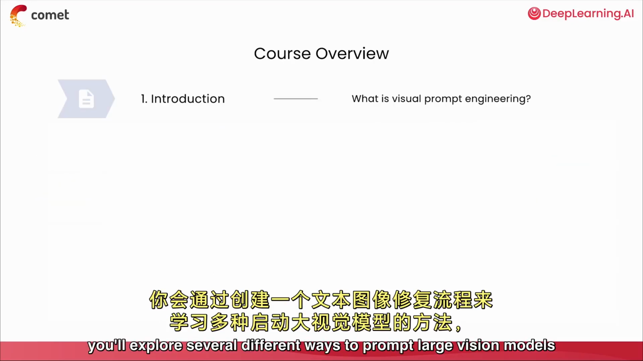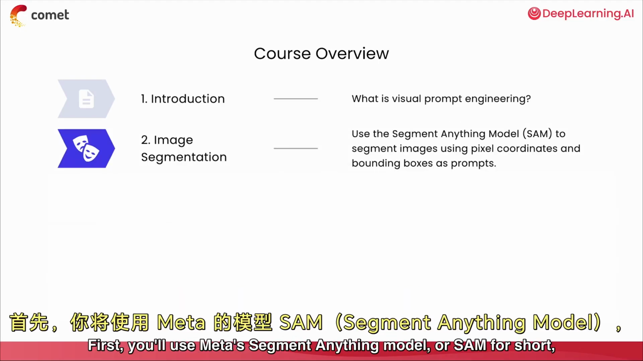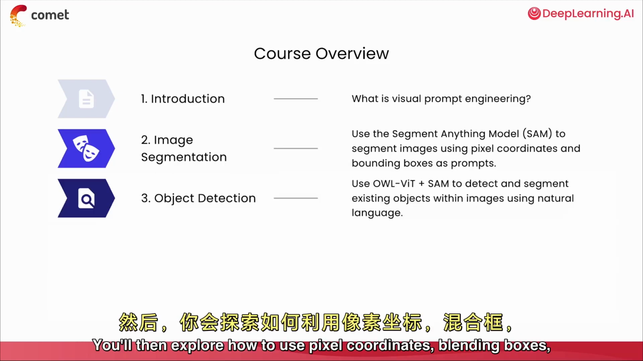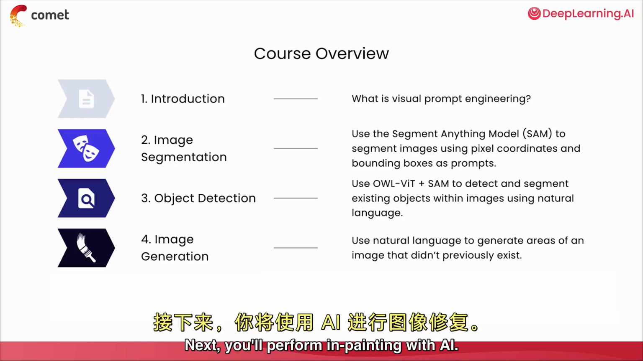In this course, you'll explore several different ways to prompt large vision models by creating a text-to-image in-painting pipeline that you'll track in Comet. First, you'll use Meta's Segment-Anything Model, or SAM for short, to create and select segmentation masks for regions of your images. You'll then explore how to use pixel coordinates, bounding boxes, and even text to instruct SAM on which masks to generate.